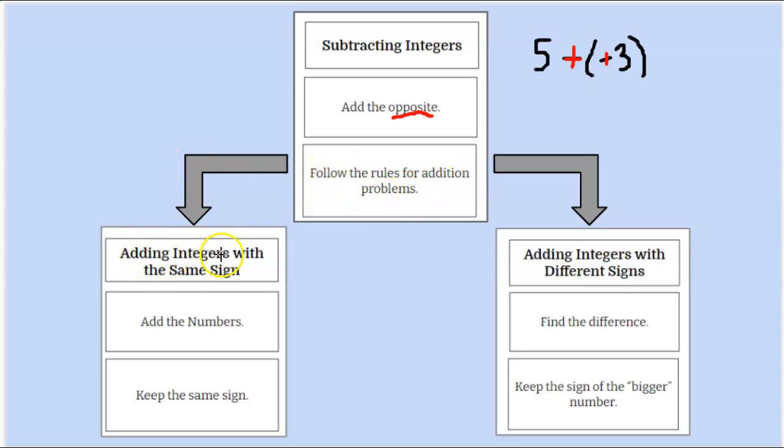So are my integers the same sign? Well, yes, they're both positive. So then I would take this and I'd say add the numbers, keep the sign. So 5 plus 3 gets me 8. Let's do another one.